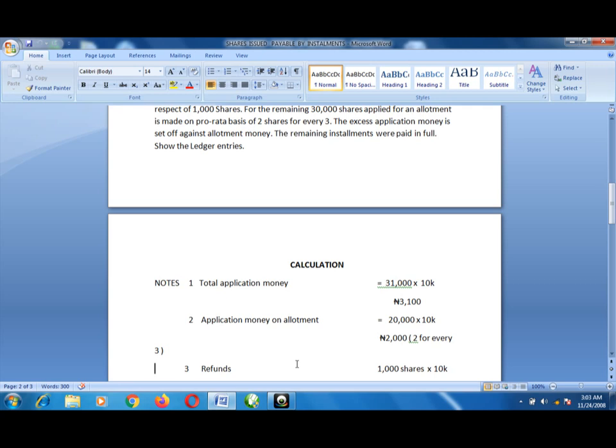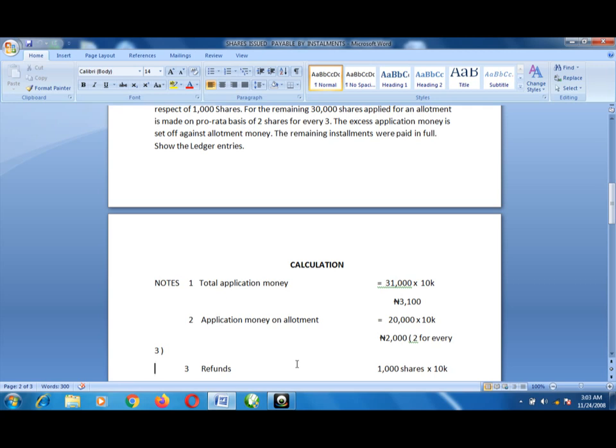In the second calculation, you have the application on 20,000 units of ordinary shares issued. Remember, when they tender the application, we receive up to 31,000 units. Here you have 20,000 ordinary shares multiplied by 10 kobo again, which will give us 2,000 naira.